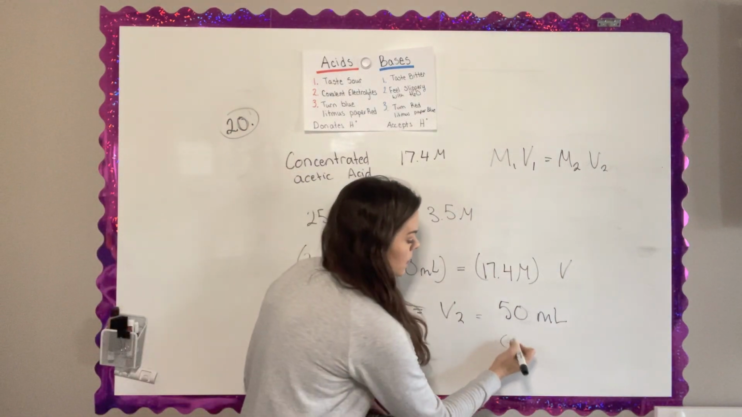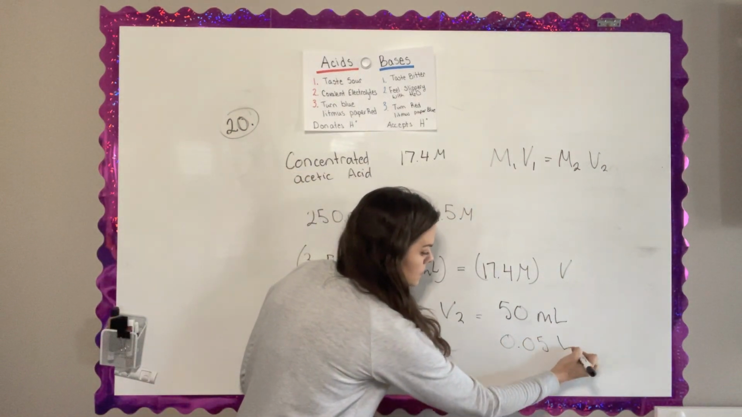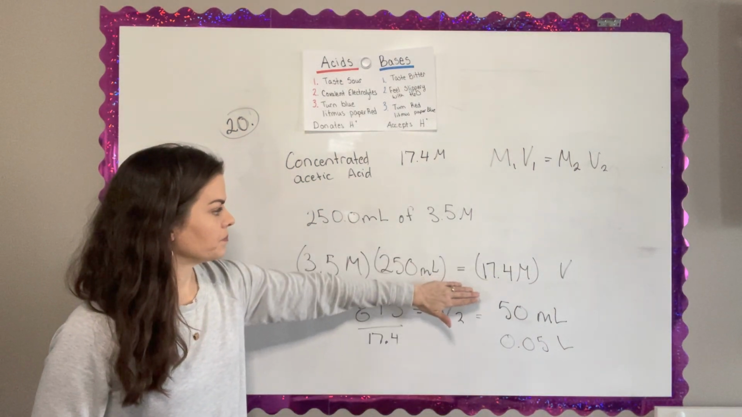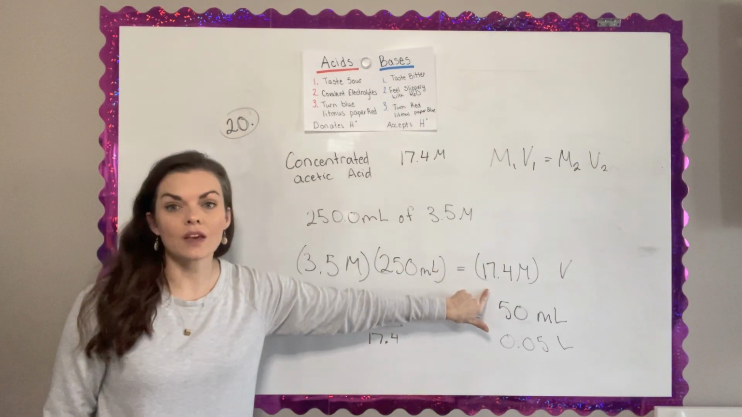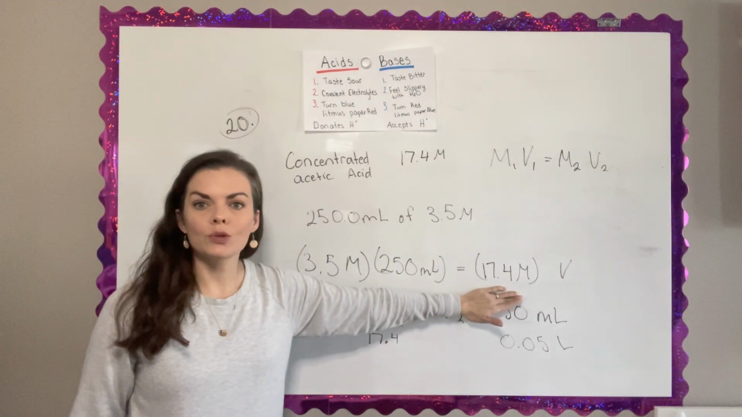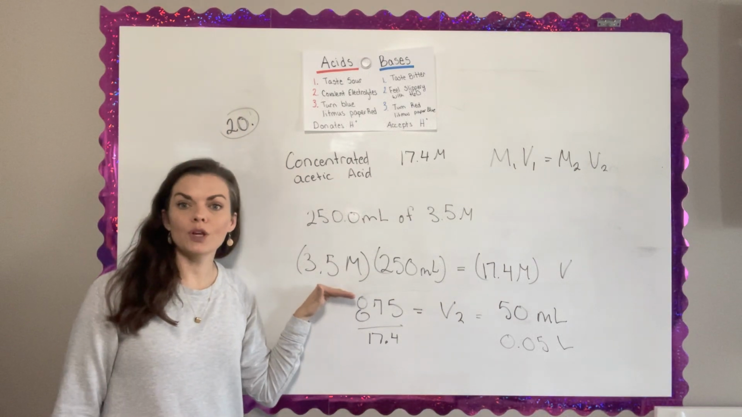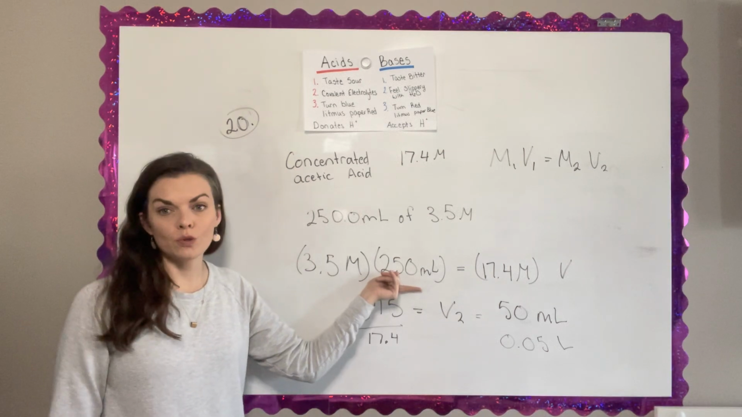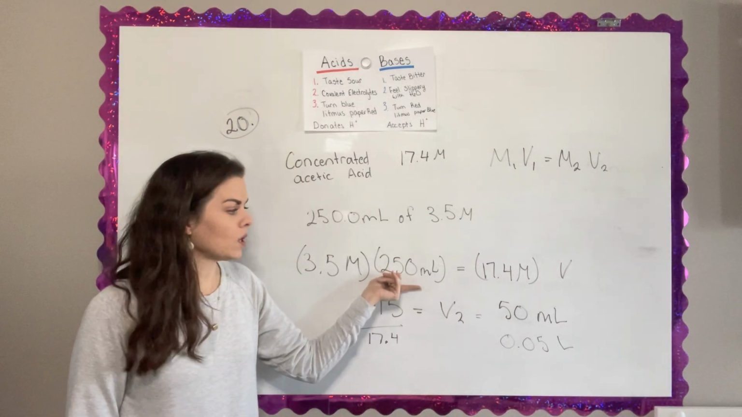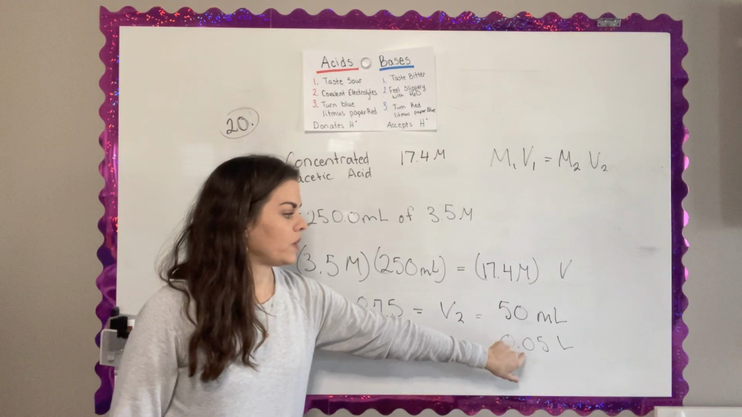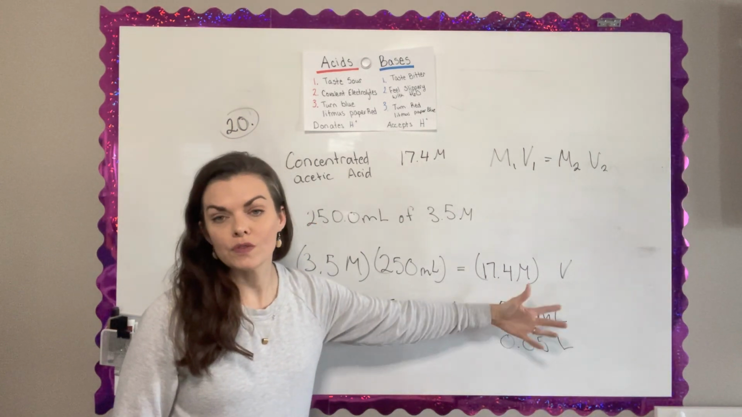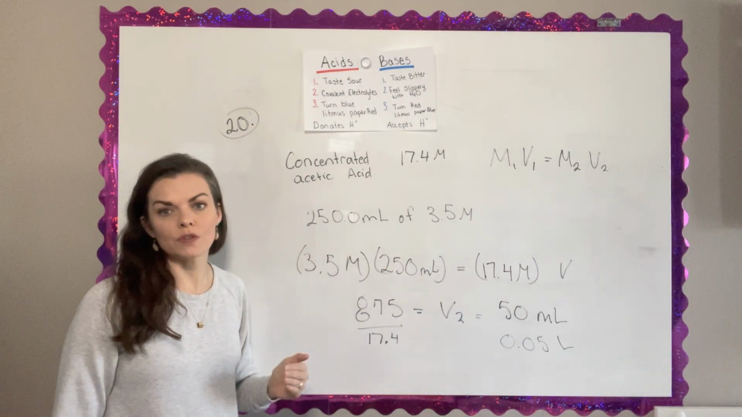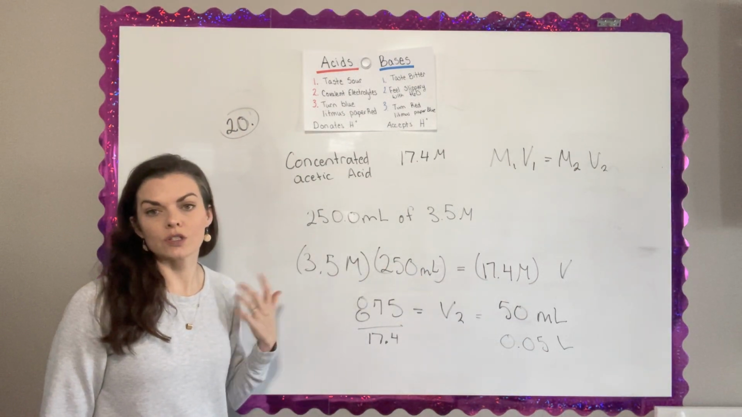So if you wanted to do that, but what this basically means is that in order to take this 17.4 molarity solution and dilute it down to 3.5 molarity, and I want a total volume at the end of 250 milliliters, what I would have to do is take 0.05 liters or 50 milliliters of this solution and dilute it to 250 milliliters, and I would have the concentration that I was wanting.